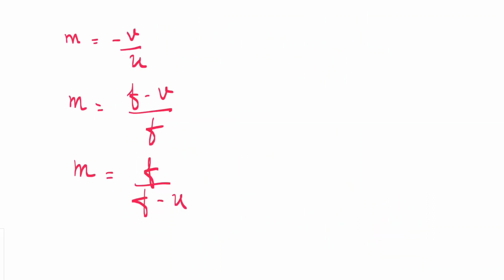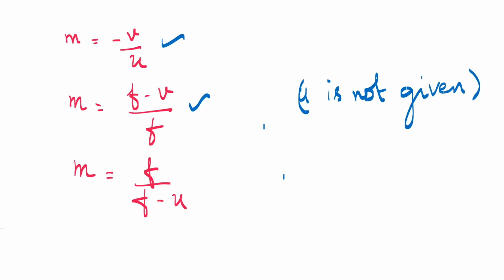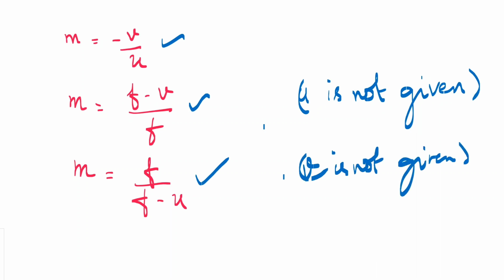So we have two different expressions. We know m is equal to minus v by u. This is one expression for magnification, and m is equal to (f minus v) by f is also an expression. So if u is not given, in that case you can straight away make use of this expression. In the same way, if v is not given, in that case we can make use of the other expression straight away. These two are the shortcut forms of the mirror formula. You can make use of them too.